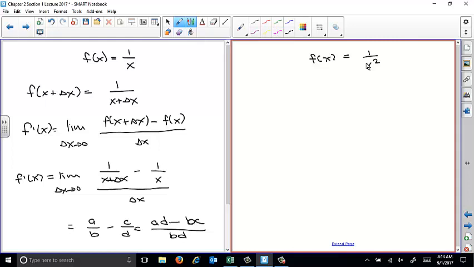Keep going. Don't worry. Oh, you're stuck? Let me see what you got so far. Okay, what you have is x plus delta x quantity squared. When you multiply this out, it'll become x squared plus 2x times delta x plus delta x squared, using FOIL.